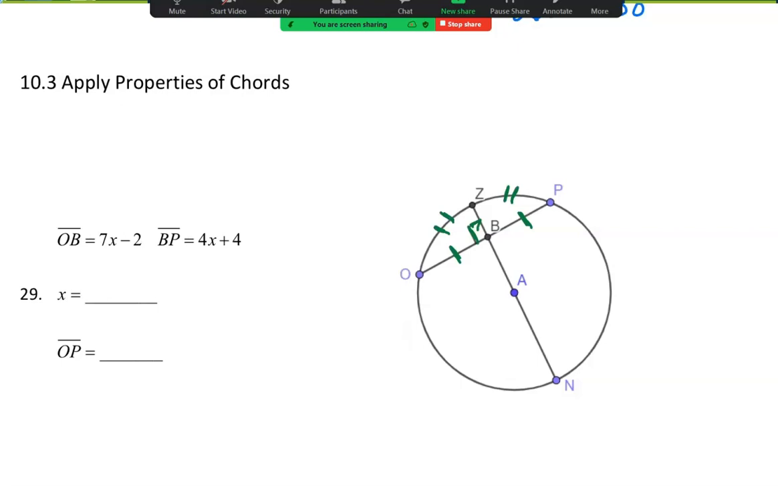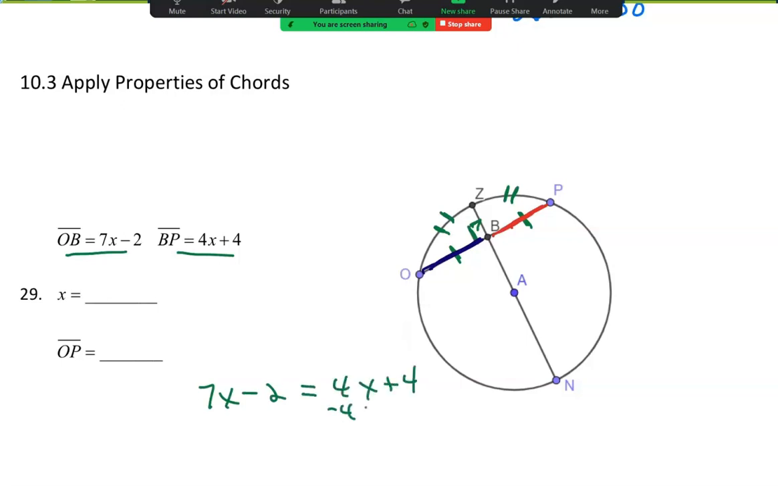Okay, let's see what they want us to do. It looks like they want us to solve for x, and these are the pieces of the chord. So OB is this piece right here, and then BP is this piece right here. Those two are equal. So you can set those 2 pieces equal to solve for your x.